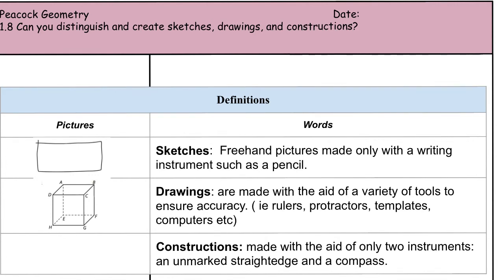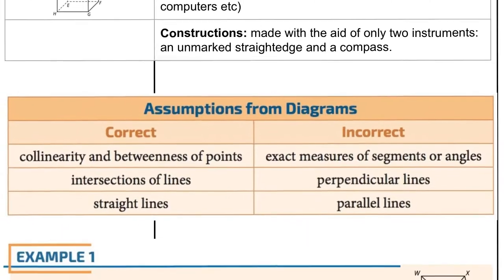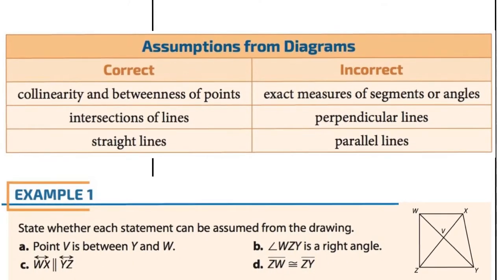Okay, so our assumptions for diagrams. When we are working with diagrams, we need to assume these things. Correct assumptions are there is collinearity and betweenness of points. So we're going to assume that 2 points are collinear, even if maybe it doesn't quite look perfect. We correctly assume that 2 lines intersect, or there's an intersection. And even if our lines don't look perfectly straight, we are going to assume they're straight.